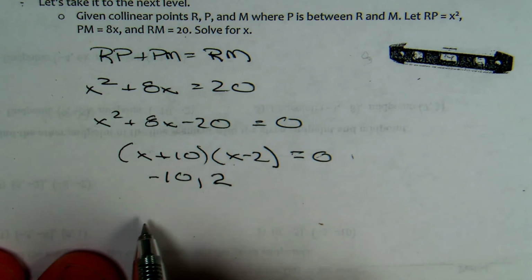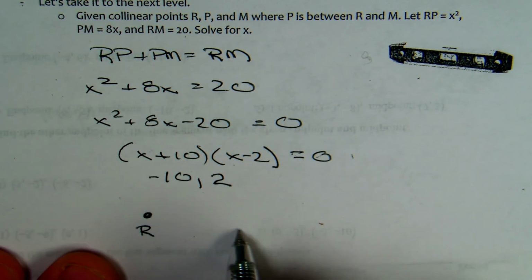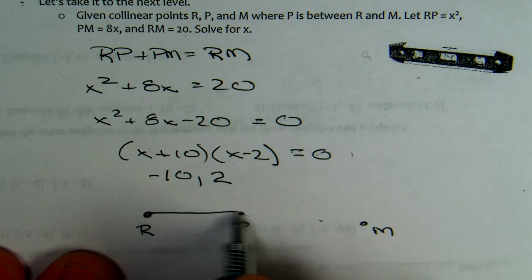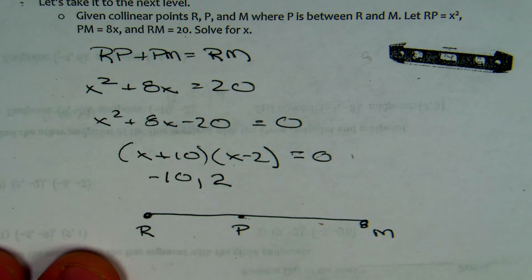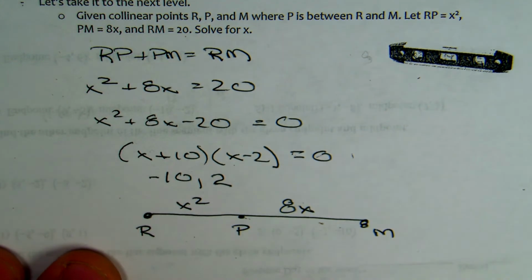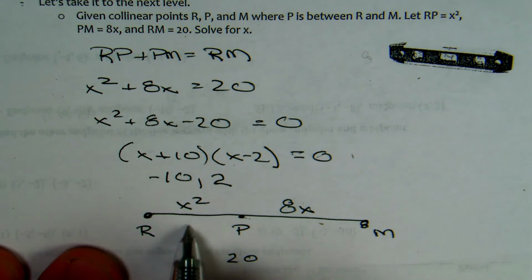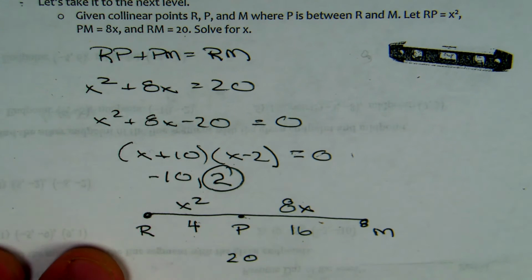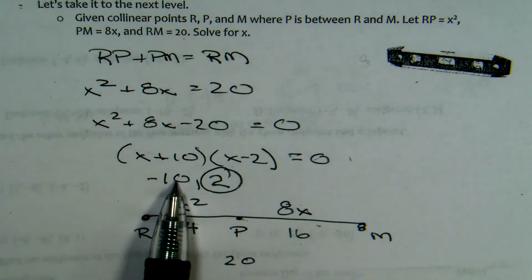So what I mean by that is this. Here's R, P, and M. RP is the x squared. PM is the 8x. And the RM, which is the whole thing, is 20. If I plug in 2, 2 squared is 4. 2 times 8 is 16. 4 plus 16 is 20. So 2 is awesome. The issue with negative 10 is this.